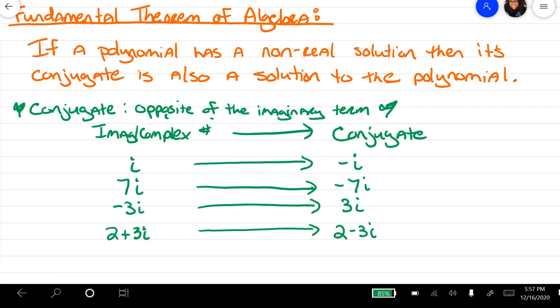Next, let's say I have negative 8 plus 7i. The conjugate of that is going to be negative 8. Again, the negative 8 is not the imaginary term, it's the constant. And then the 7i would become a minus 7i. That's the one that is the opposite.